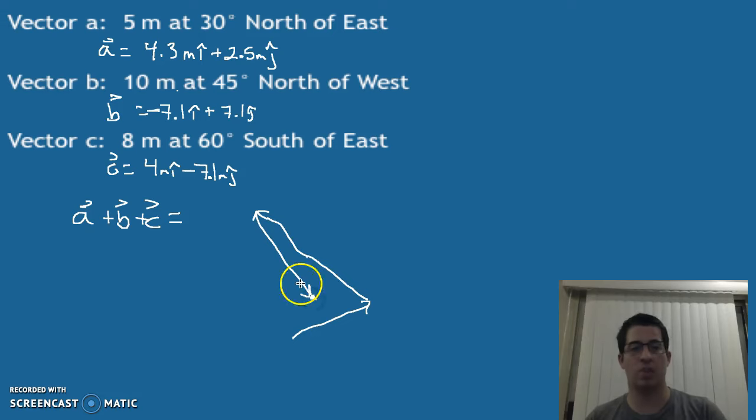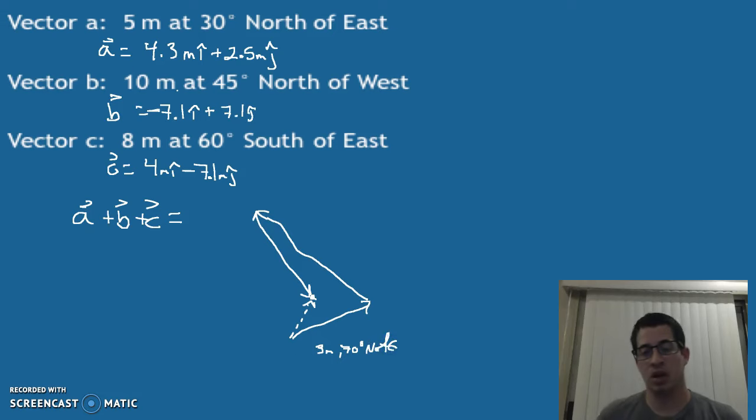And so to estimate the sum of these, this would be our resultant. So we end up right there. I'm going to just give it an estimate, say this is maybe like 3 meters, and we'll say about 70 degrees north of east. And this is just a complete guess. We'll see what it is. So the more efficient way of finding this is using the unit vectors.